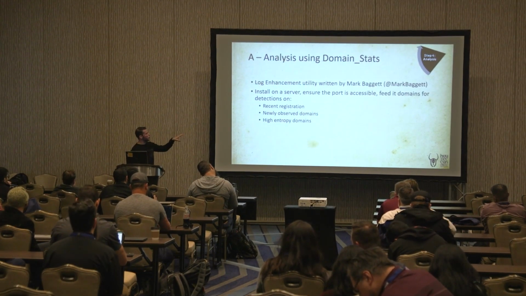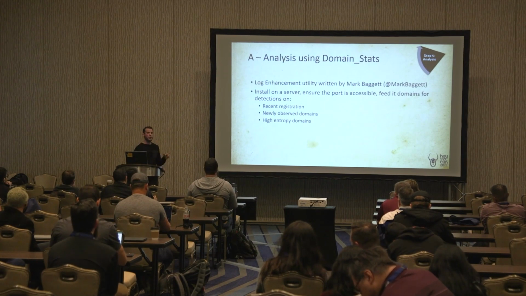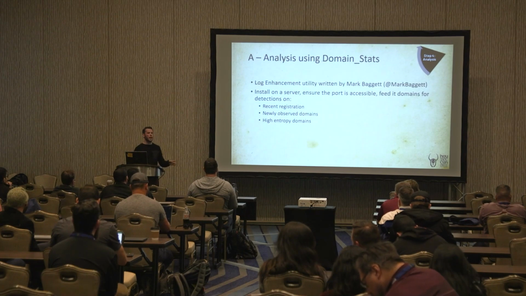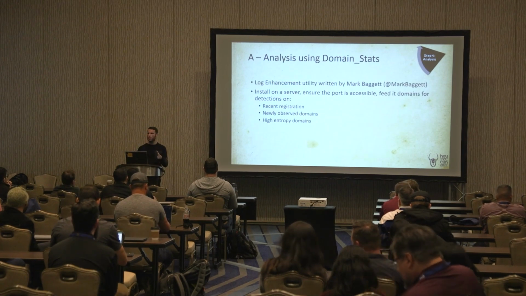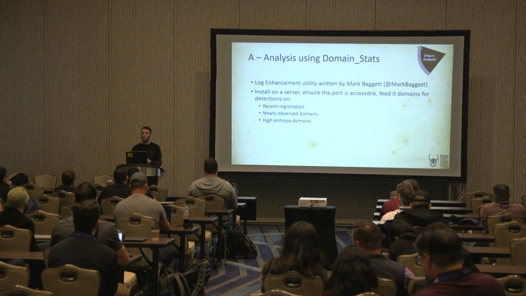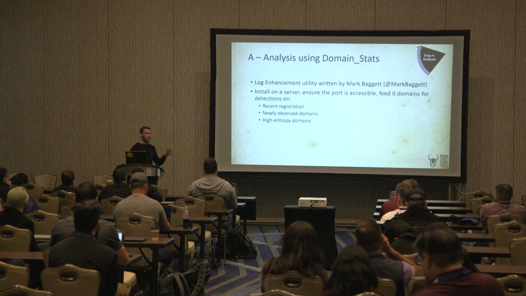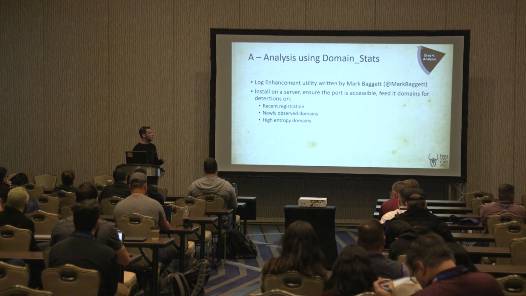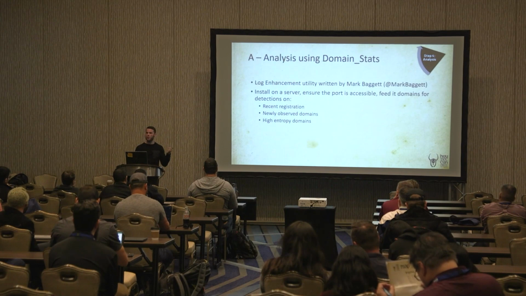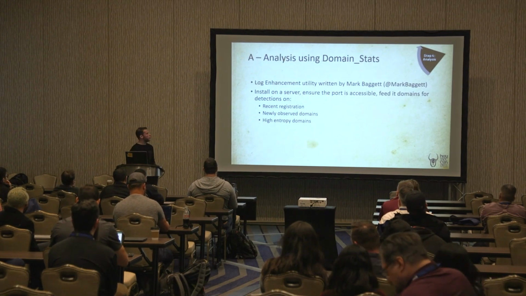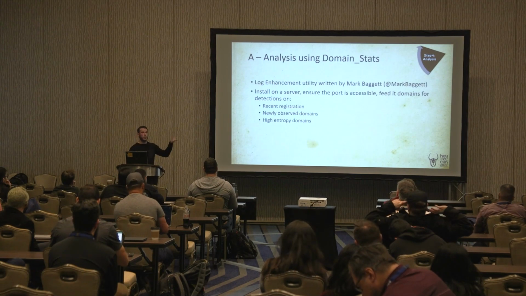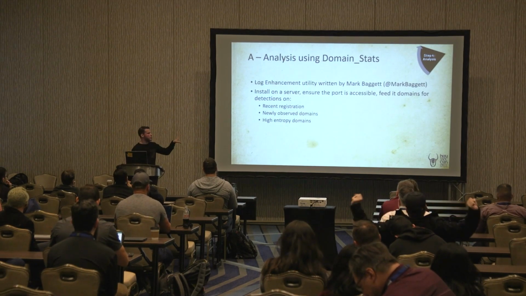It'll also do high entropy domain detection, so it does frequency analysis against the subdomain. If I have a subdomain that looks like DGA, domain generation algorithm, with kind of random characters and strings in there, it'll tell me this is high entropy, this looks a little funky. So I can look for DGA related domains as well. Very cool stuff, and this is completely free, which is great.